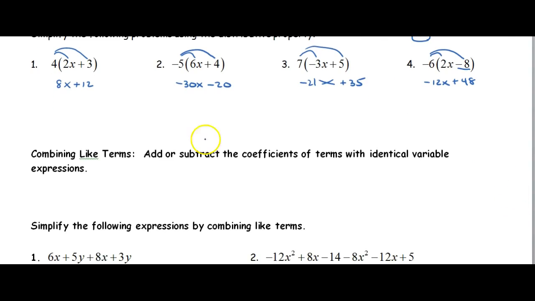Now, what about combining like terms? If I have something like 3 plus x, I cannot combine those because they're not like terms. And the same with 6y plus 3x. Can those be combined? No, they are not like terms.